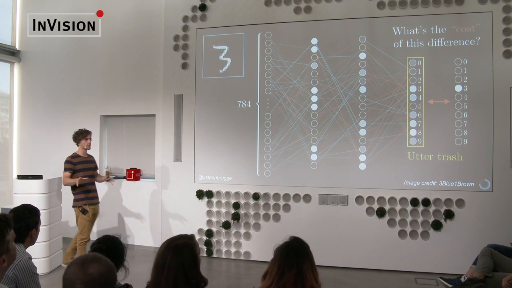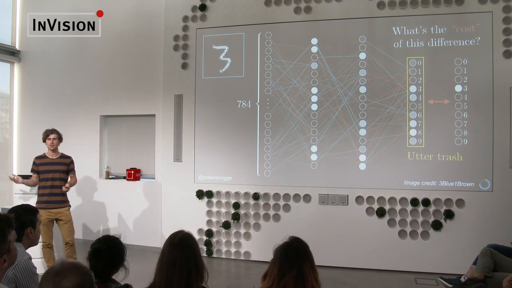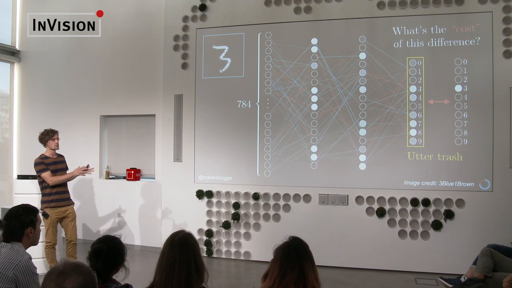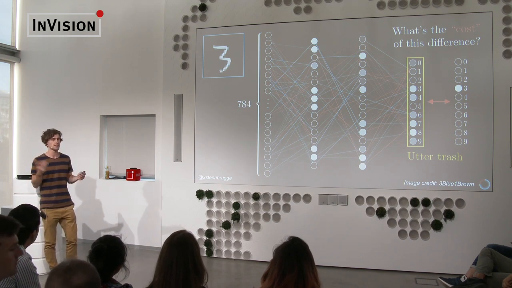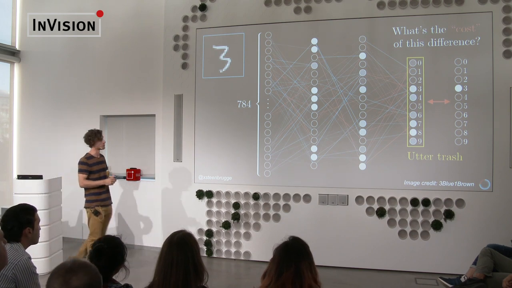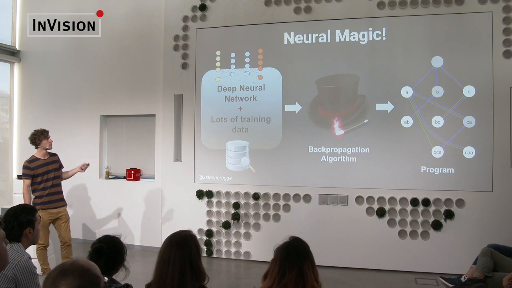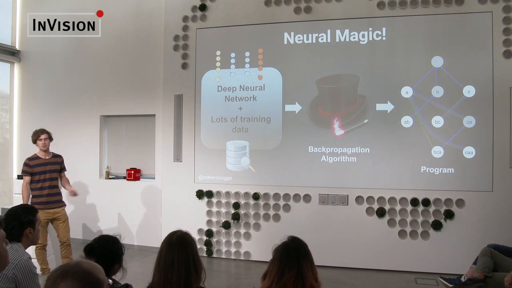So I hope everybody sort of got the general feel of it. Of course, I've skipped a lot of technical details, but I think in terms of really understanding it for business applications, this is what you need to understand. That's basically what is going on under the hood. And so if we look at what we have right now, we have this deep neural network. And it turns out that if we combine it with a lot of training data, and we use this magical hat, which is the backpropagation algorithm, then out comes a program.